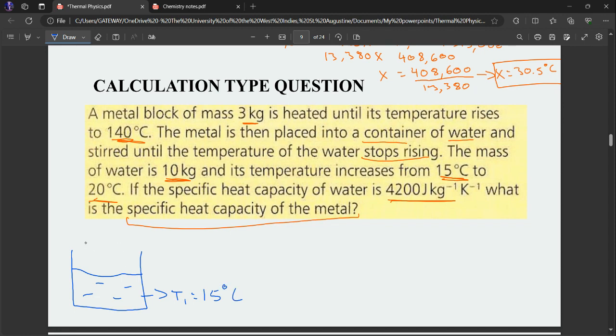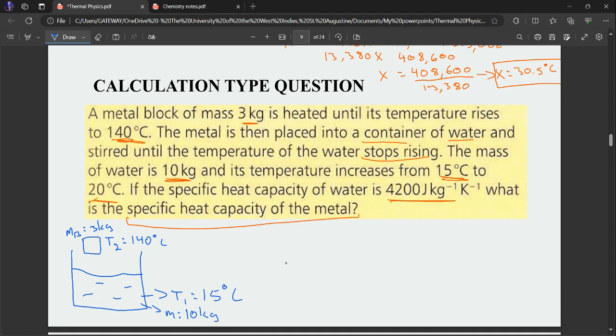And we have the hot metal block up here. Now this metal block has a temperature, let me say that is T2. The metal block is heated until it rises to its maximum temperature, 140 degrees Celsius. The mass of the block, I'll put MB, will be equal to 3 kilogram. Did they give us the mass of the water? Yes, they say the mass of the water, which is M, is equal to 10 kilogram.